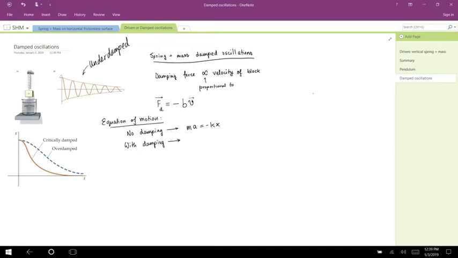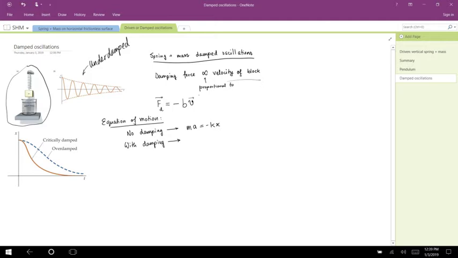Hi everyone, this is going to be a quick video about damped oscillations. So we'll consider spring plus mass systems, except we'll add a damping term. This figure over here shows an example of situations where there can be a damping term, and that damping term will be proportional to the velocity. So the damping force is proportional to the velocity of the block.